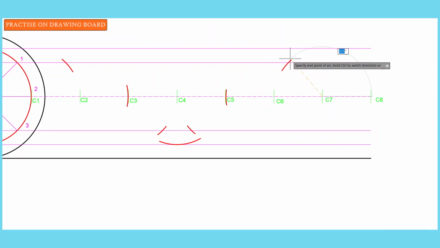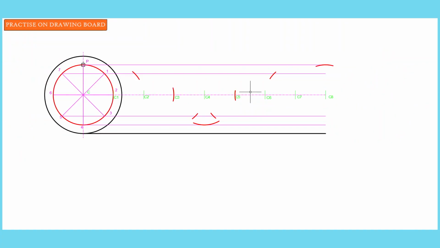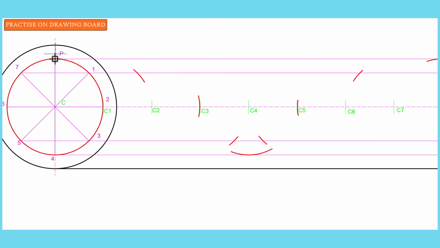And mind you, we are using the same radius throughout, which is radius CP, which is 35. So lastly, at center 8, radius 35, we draw an arc that touches the 8, or the P horizontal line. Now we can label all the points gotten, so P1, P2, P3, all the way to P8.